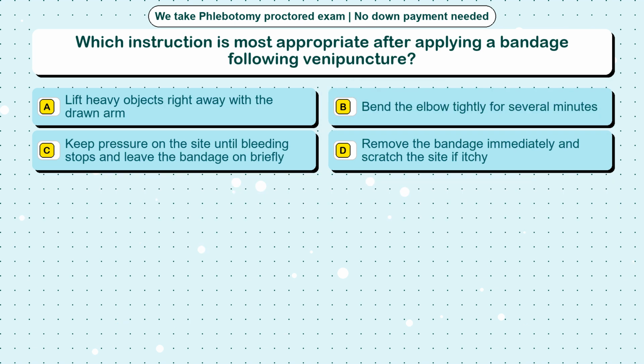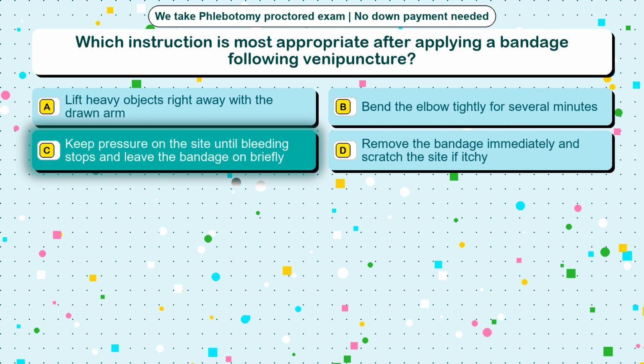Question 3. Which instruction is most appropriate after applying a bandage following venipuncture? Option A. Lift heavy objects right away with the drawn arm. Option B. Bend the elbow tightly for several minutes. Option C. Keep pressure on the site until bleeding stops and leave the bandage on briefly. Option D. Remove the bandage immediately and scratch the site if itchy.